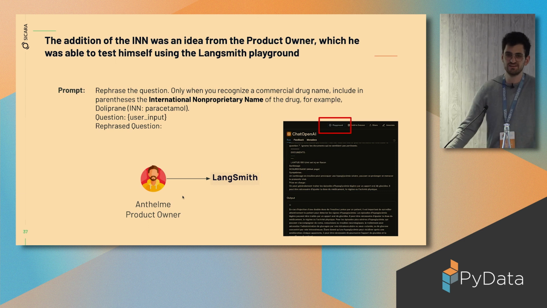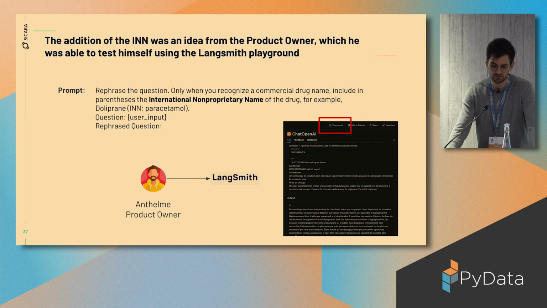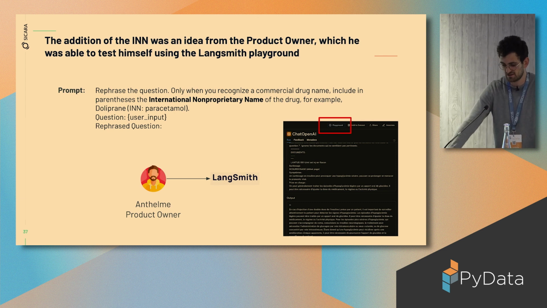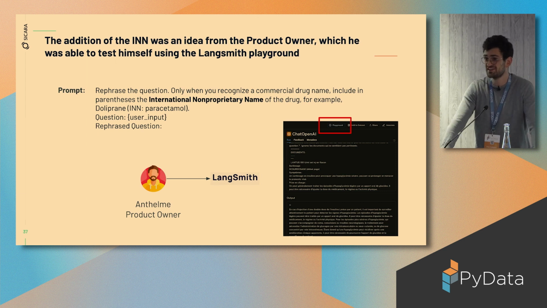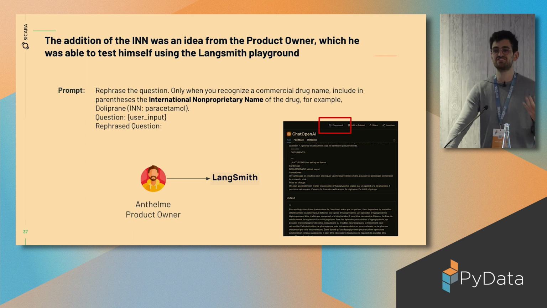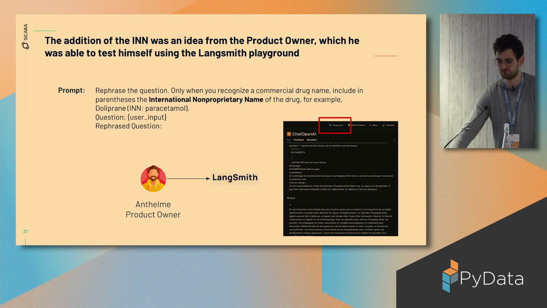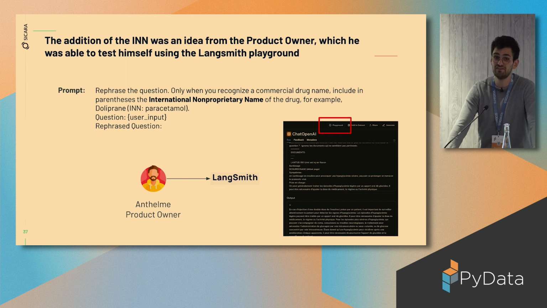And what's interesting is that the data science team had no idea what INN was. It was actually an idea of the product owner, who tried it using the Langsmith playground. It was really the game-changing iteration of this project, and it's the product owner who found it. And in my personal experience, it's the first time that a product owner could contribute to the iteration, and I really like it.